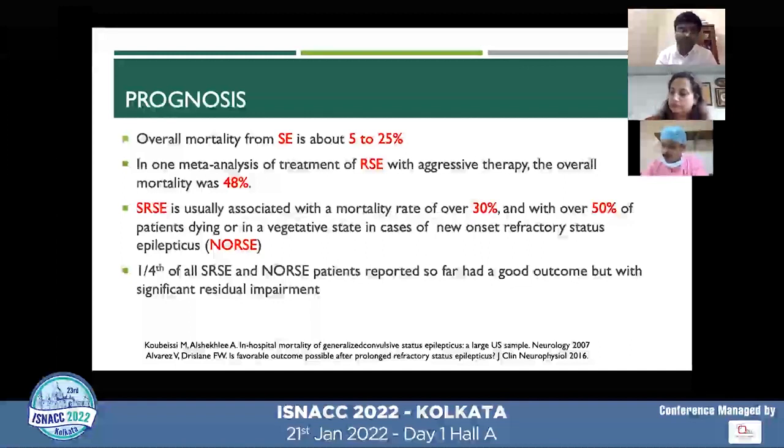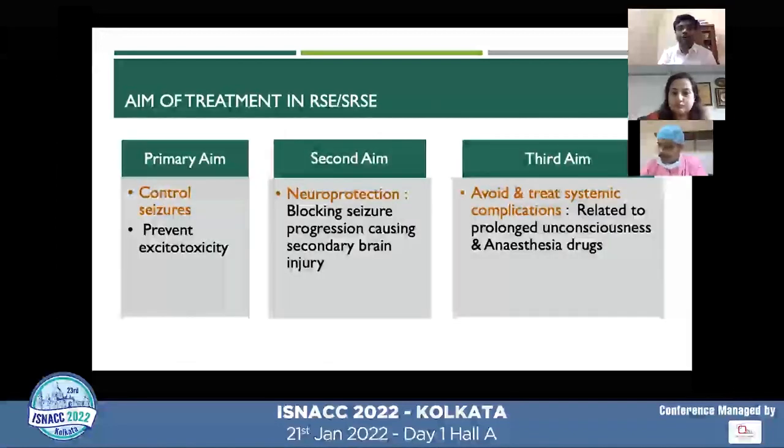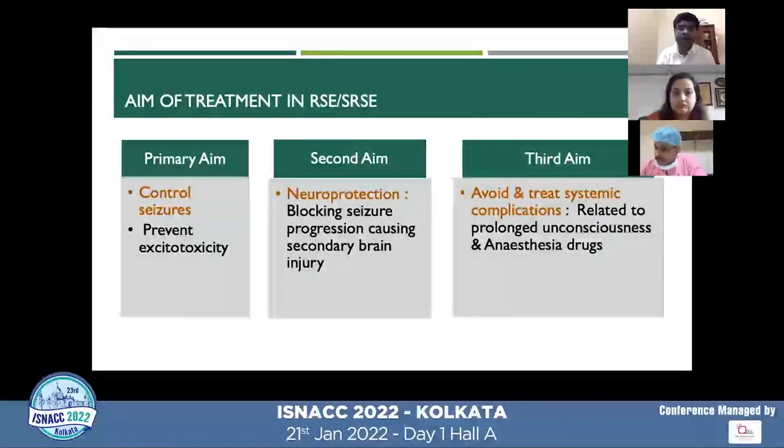In case of super refractory, the mortality is almost 30 to 50%, specifically in the cases of new onset refractory status epilepticus, as we call NORSE. So 1/4 of these patients with super refractory status epilepticus have a good outcome, but most of them have significant residual impairment. The primary aim of our treatment is to control the seizure and prevent the excitotoxicity. The secondary aim is neuroprotection, and the third aim is to avoid and treat the systemic complications which are related to prolonged unconsciousness and anesthesia drugs used for the treatment.